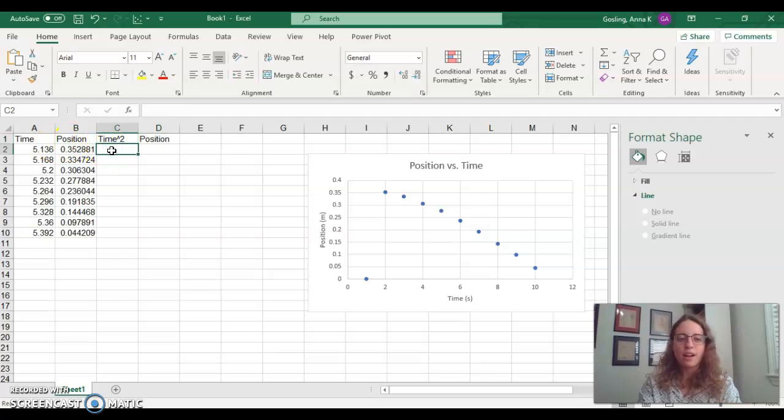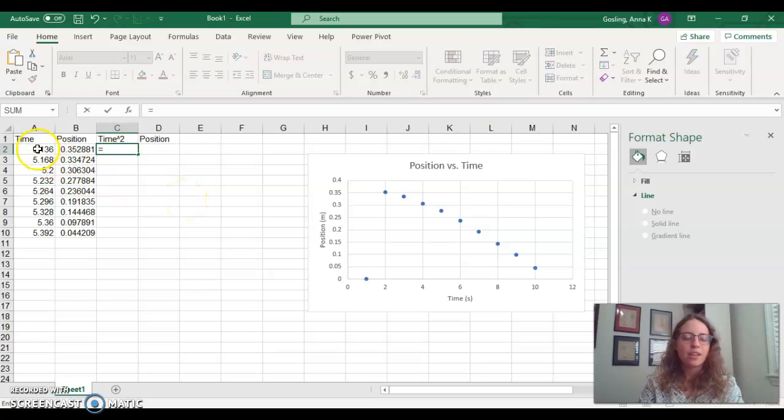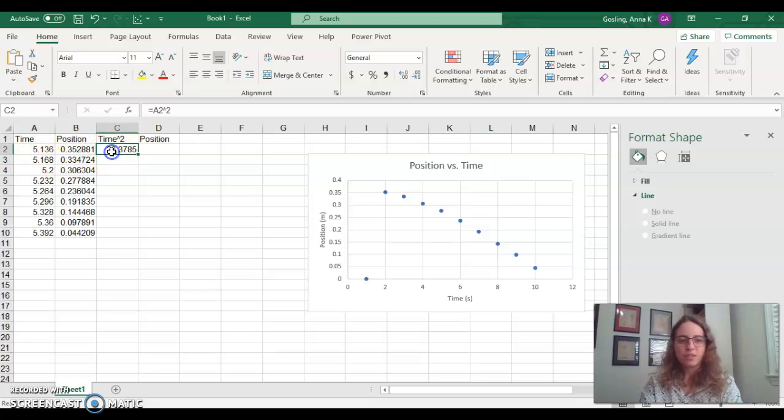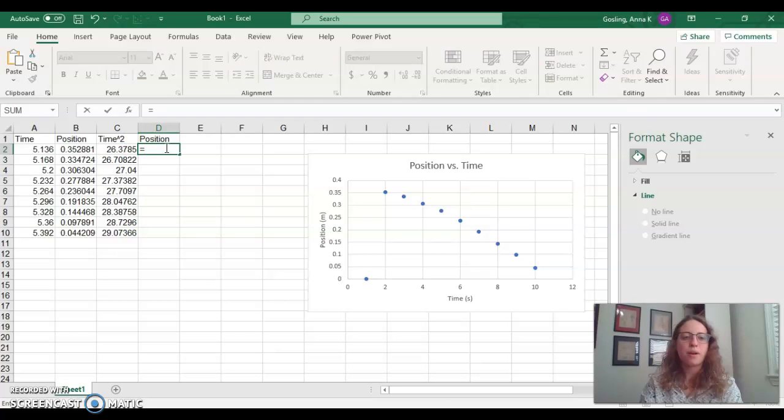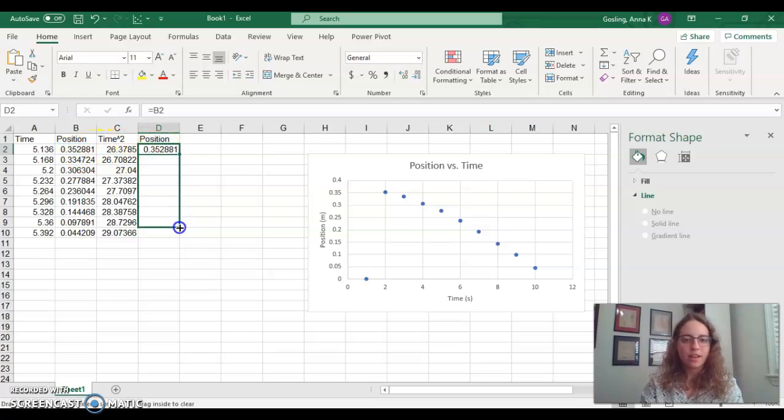To do that, I am going to click the equal sign, and then click into the box with my first time, and hit my squared button. So let's do that. And again, I am going to say that this box is equal to this one, and go ahead and do this.